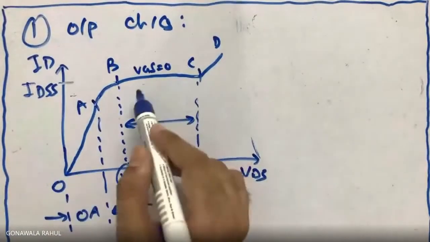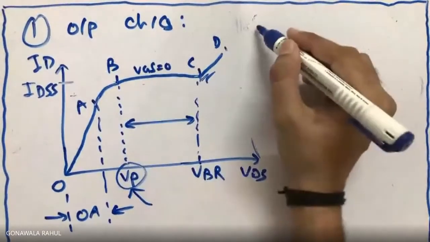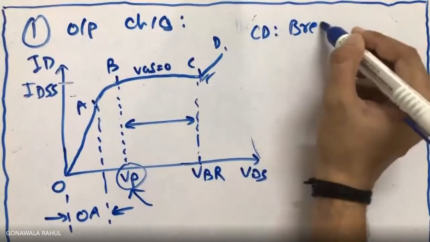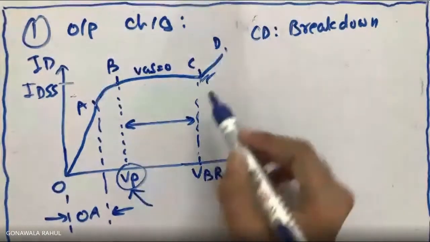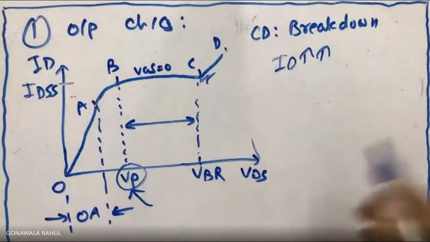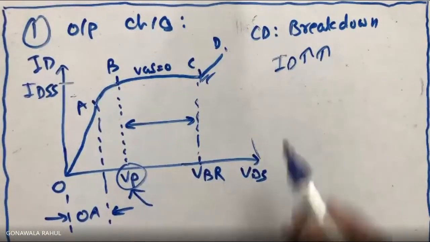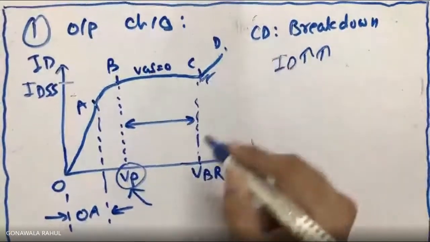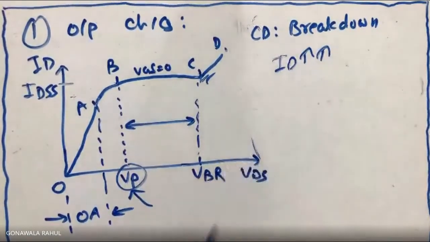Okay, so till this point, we know that this is our pinch-off region, and the CD point is known as the breakdown region. In this region ID increases rapidly. VDS is also increased, and ID increases rapidly, and this happens because of breakdown of the gate-to-source junction due to the avalanche effect. Hence this region is known as a breakdown region.